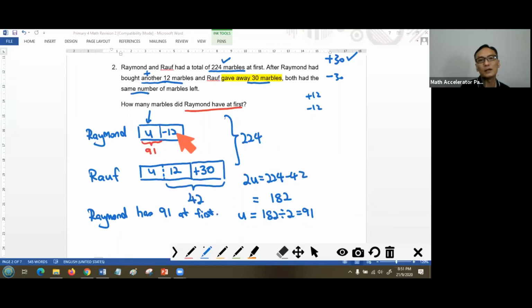Right, you don't have to add the 12 because the 12 is later on, then he bought 12. At the very beginning, he only has 1 unit. So the answer is Raymond has 91 marbles at first. Can you follow? How many of you have 91? Just like me.